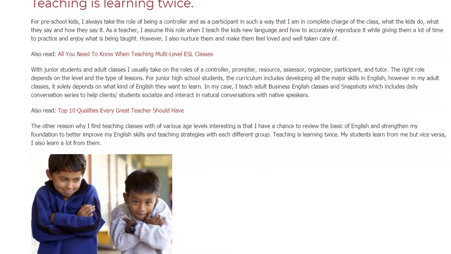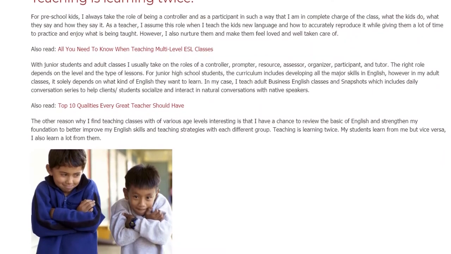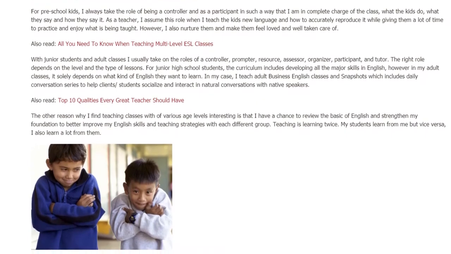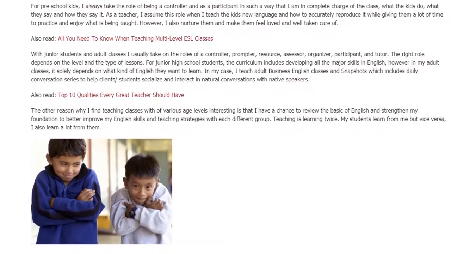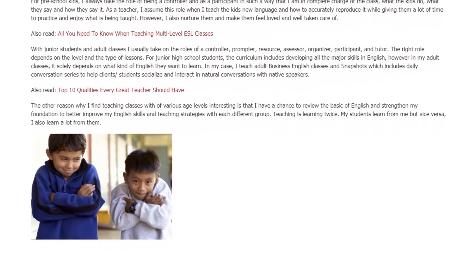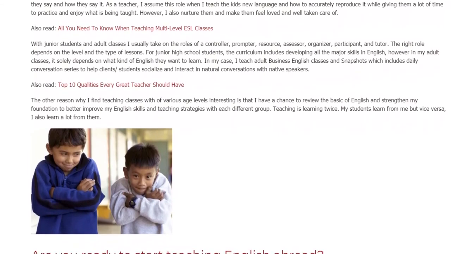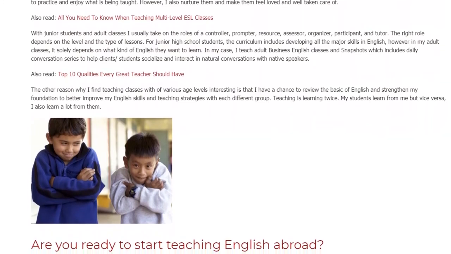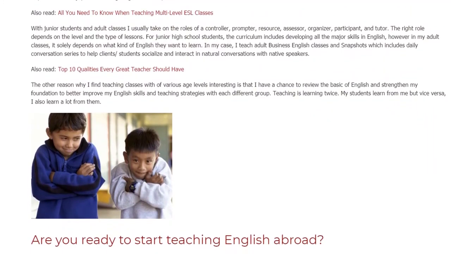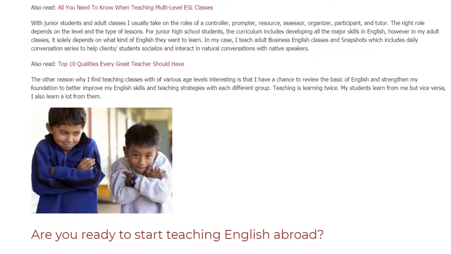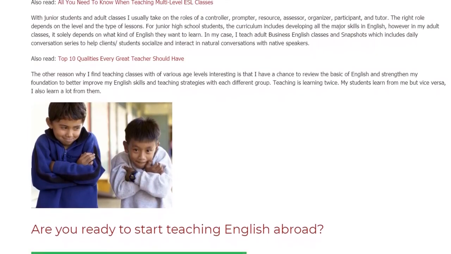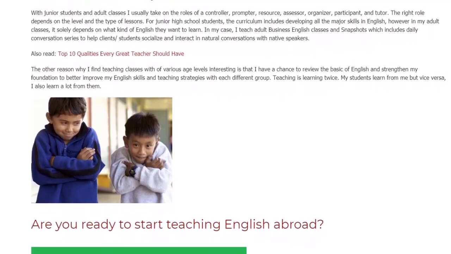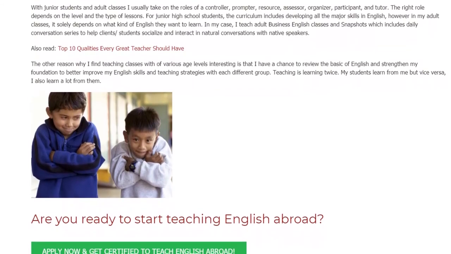With junior students and adult classes, I usually take on the roles of a controller, prompter, resource, assessor, organizer, participant, and tutor. The right role depends on the level and the type of lessons. For junior high school students, the curriculum includes developing all the major skills in English. However, in my adult classes, it solely depends on what kind of English they want to learn.